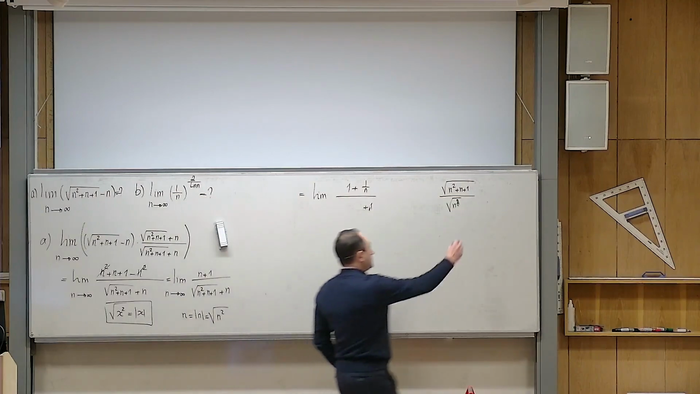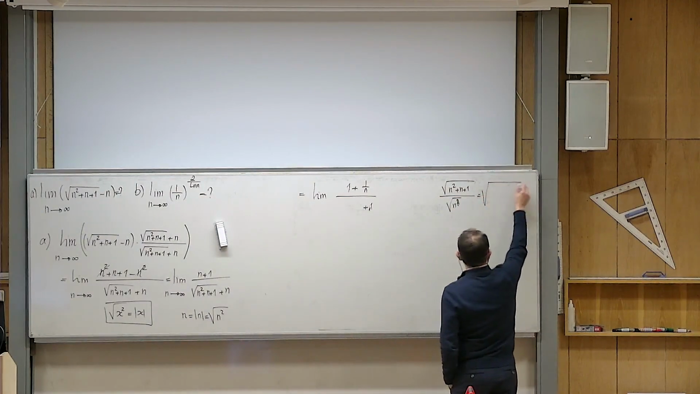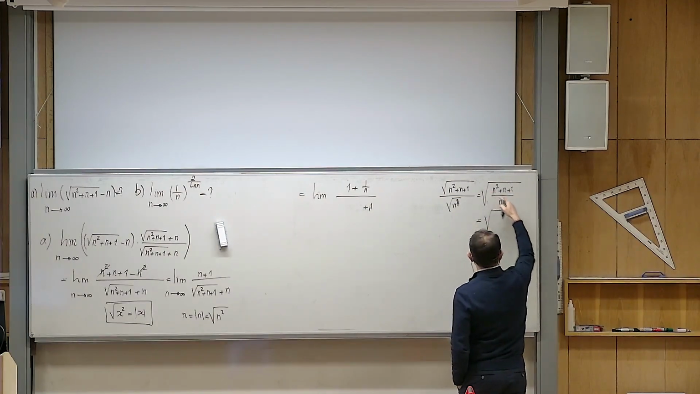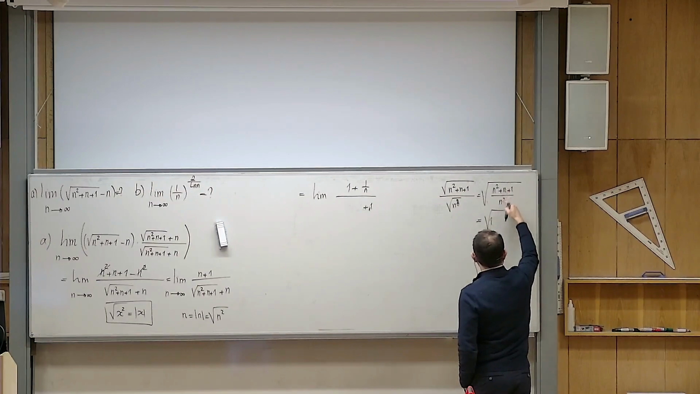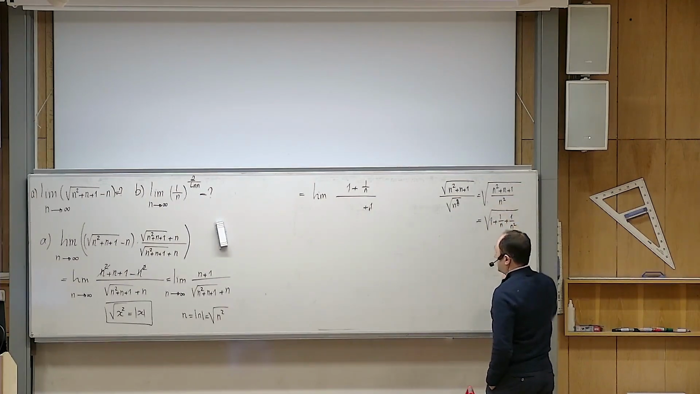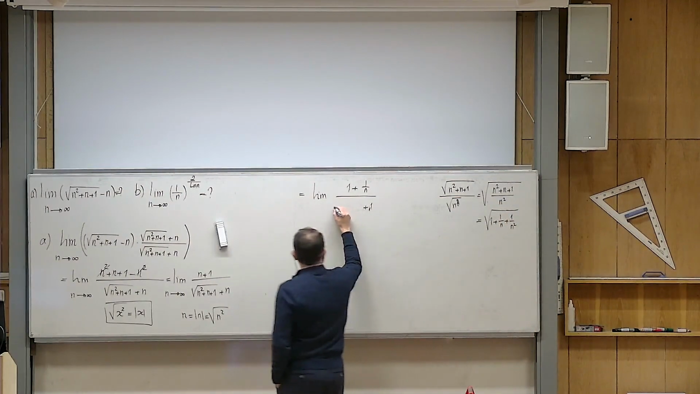Okay, and then what can I do? I can write it as a square root of n squared plus n plus 1 divided by n squared. Then it means that this becomes n squared over n squared, n over n squared, and 1 over n squared. Okay, so you can do that quickly. So I just write it here.